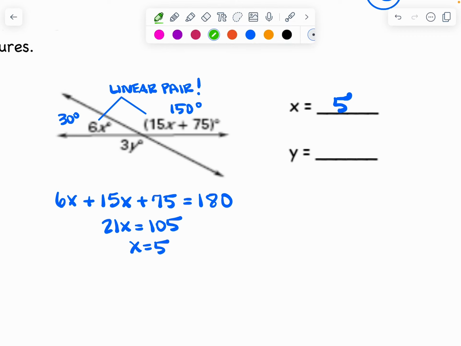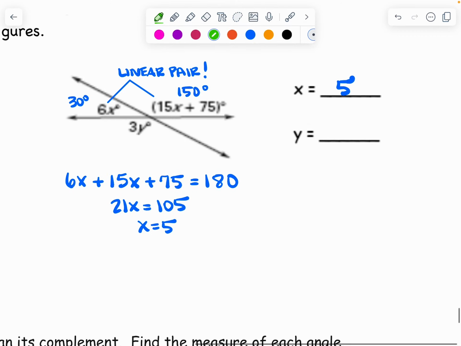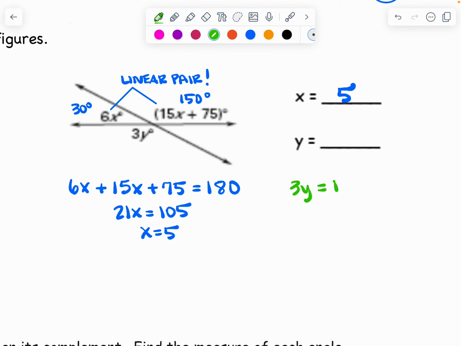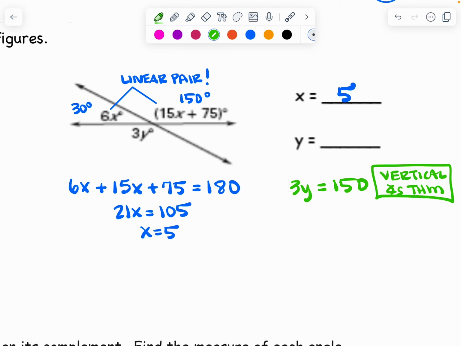But I still have to go solve for y, but again, you have options, right? To me, the quickest way would be to use your vertical angles now. I know this angle and this angle have to be congruent because they're vertical angles. So I know the 3y has to equal the 150. The vertical angles theorem is what's allowing me to set that equation up. Well, how simple, just dividing by 3 and you get 50, voila.